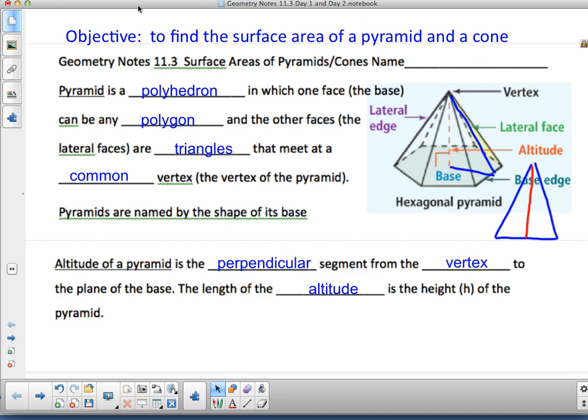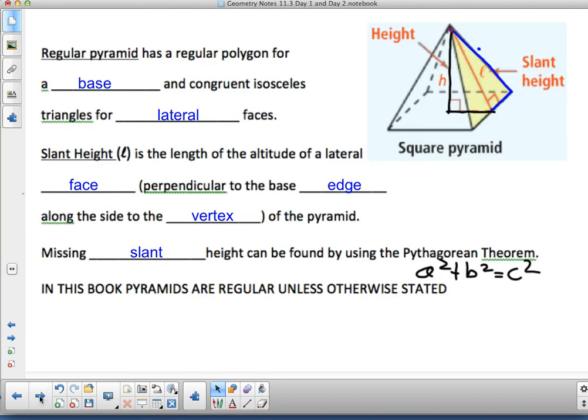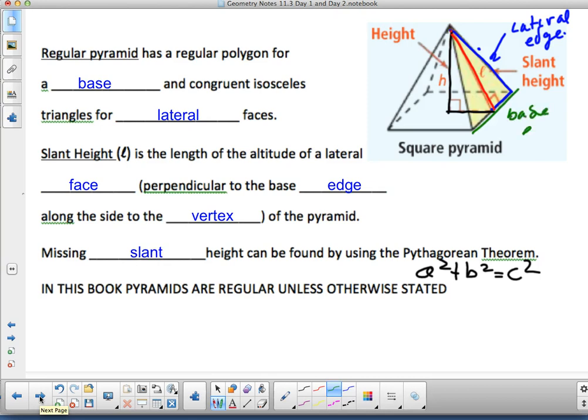Now the altitude of a pyramid is the perpendicular segment from the vertex to the plane of the base. The length of the altitude is also the height. Now this is about the slant height, what I just kind of discussed. The slant height, this red line, goes from the midpoint of the base up the side of the triangle. Now this blue line is called the lateral edge. And we just learned about the lateral edge. And I'm going to put a green line in, and we've got a base edge. Okay. We still have the height, that's the altitude.